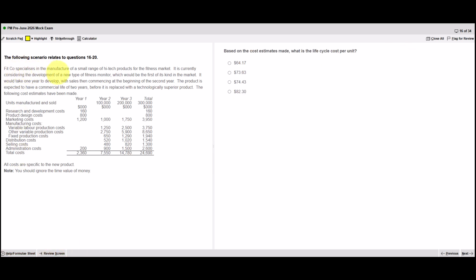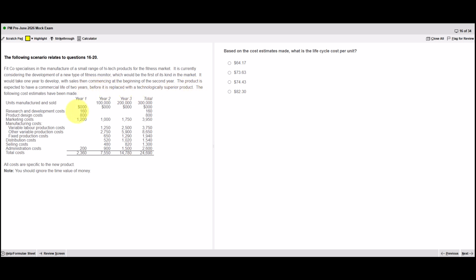FITCO specializes in the manufacture of a small range of high-tech products for the fitness market. It's currently considering development of a new type of fitness monitor, which will be the first of its kind in the market. It would take a year to develop, with sales then commencing at the beginning of the second year. The product is expected to have a commercial life of 2 years before it's replaced with a technologically superior product.